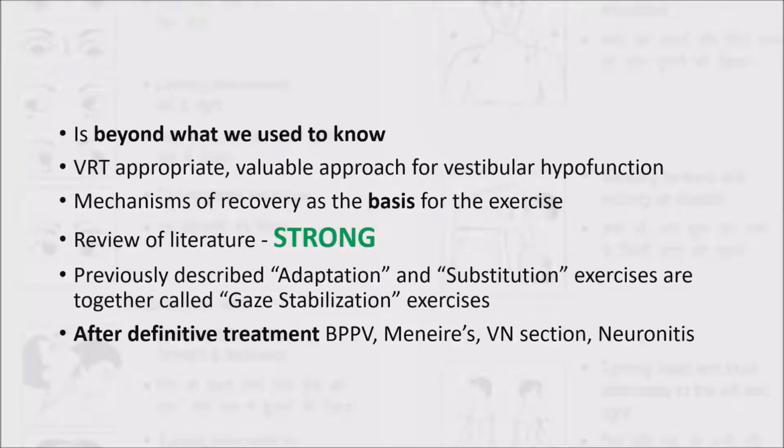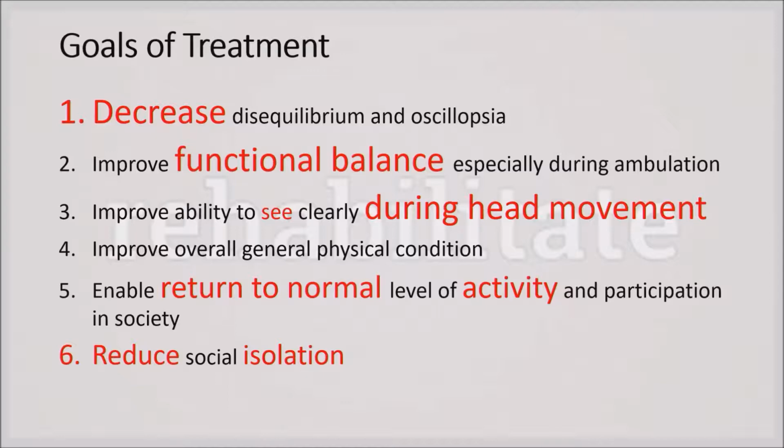And when do you do this? Unilateral vestibular loss means you have a stable lesion to deal with. To have a stable lesion, you have to first give the definitive treatment that is required for the patient, whether it's BPPV, Meniere's, vestibular nerve section, or vestibular neuronitis. The goals are simple.